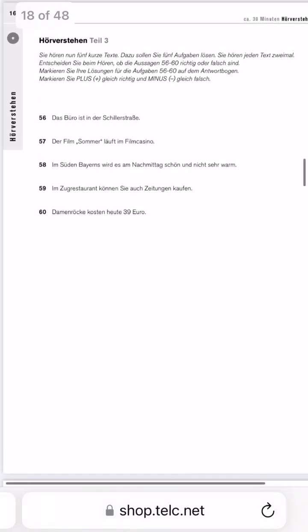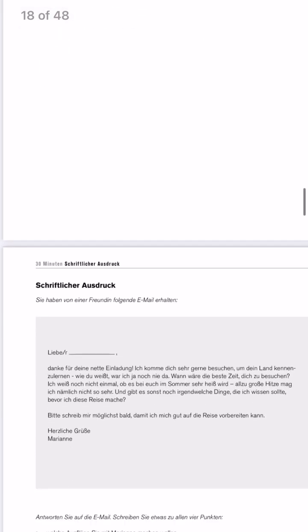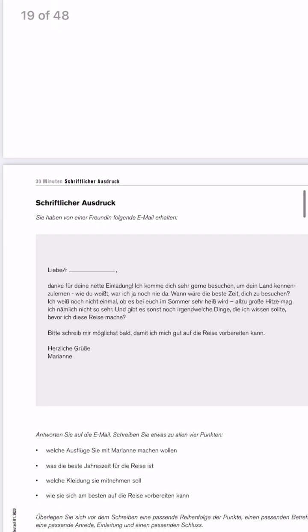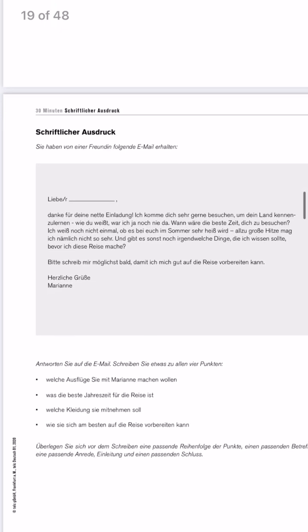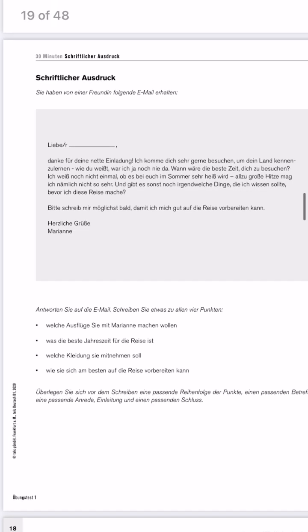Then we have our schriftlicher Ausdruck, which is the writing part. In the writing, we will have one letter. For completing this task, we have 30 minutes, including reading your question and putting your answer on the sheet. So the tip for the writing task is that you have to distribute your time.